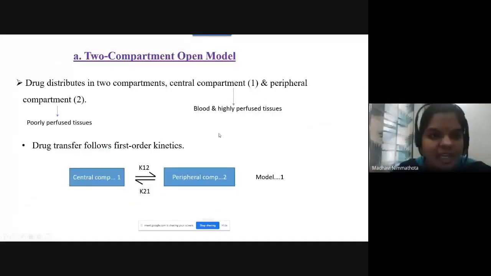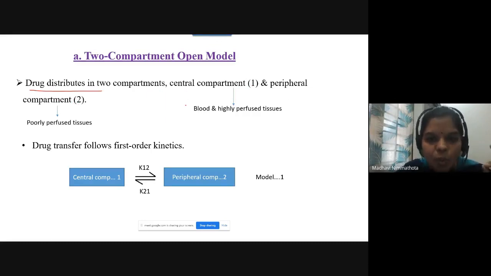The next part in this multi-compartment open model is the two compartmental open model. See ma'am, once you learn the concept, it is very easy to describe the equations. That's why I'm stressing it. Okay, so the two compartment open model. Here the drug distribution is happening in two compartments, the central compartment and the peripheral compartment. You just assume your central compartment as 1 and your peripheral compartment as 2.